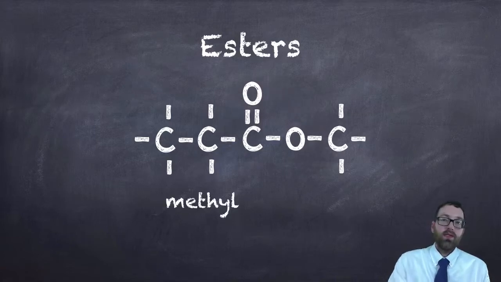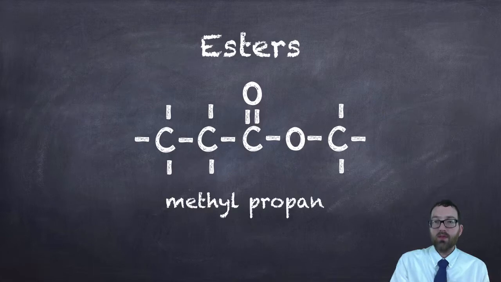So this is the part that's single bonded to the oxygen, and it is always the part that came from the alcohol. So this is just a single carbon alkyl radical, so it is a methyl group. And then I need to look at the carbon chain on the left here. There are 3 carbons, so I'll use the prefix prop, and I'll drop the E from its name instead of propane and add the suffix -ate. So this is methyl propanoate.